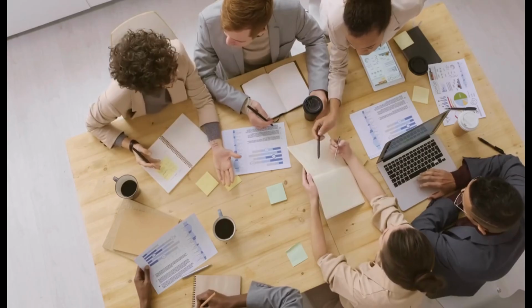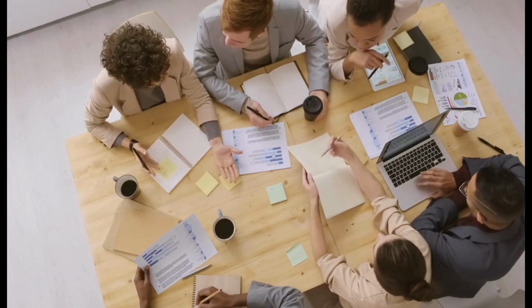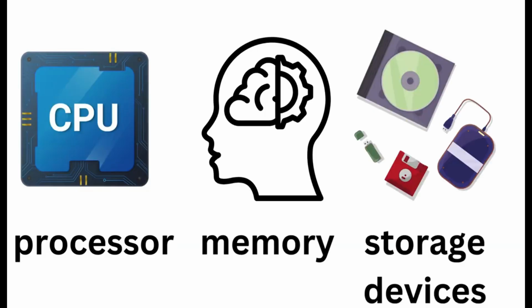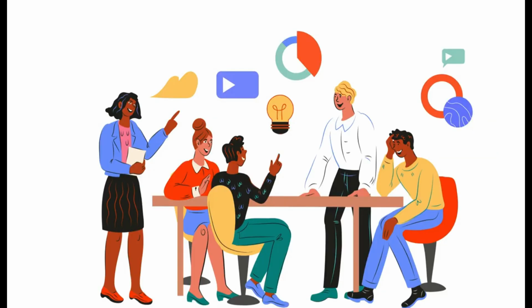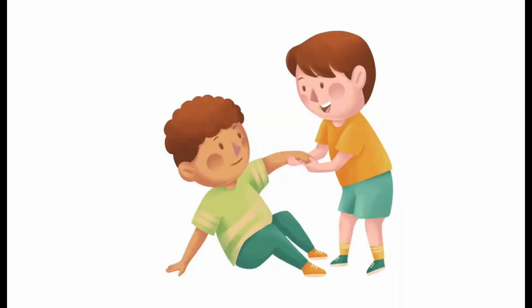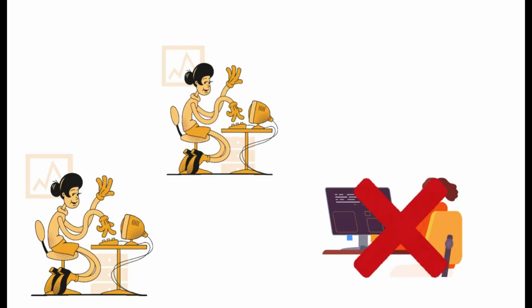In the same way, a distributed operating system lets different computers share their work with each other. They can share things like memory, where they store information, processing power, how fast they can do things, and even files like documents or pictures. This makes it easier for them to work together on big tasks, like running complicated programs or handling lots of users at the same time. And just like how friends can help each other if one of them has trouble, computers in a distributed system can keep working even if one of them stops working properly.